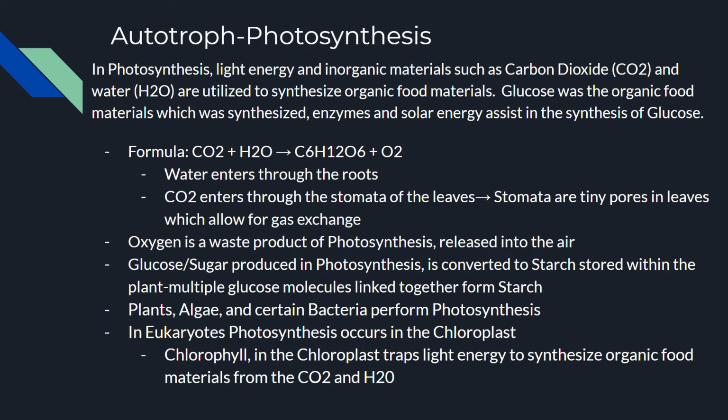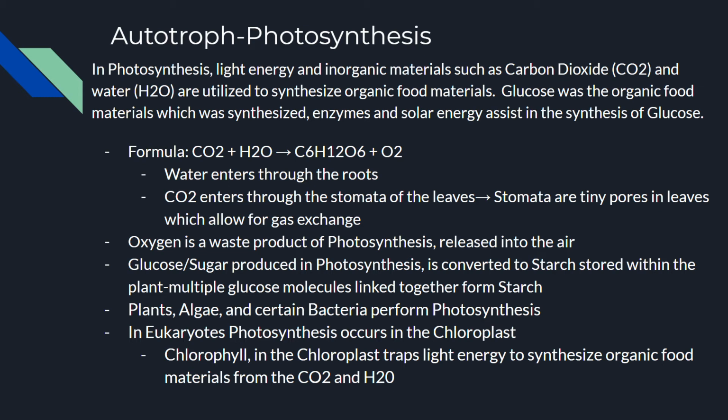Water enters through the roots. So the autotrophs which perform photosynthesis get their water from the environment through their roots, and then CO2 enters through the stomata of the leaves. Stomata are tiny pores in the leaves which allow for gas exchange. An example of an autotroph can be a plant. CO2 enters from the stomata in their leaves, allowing the CO2 to enter because of the gas exchange, and then water goes through the roots. Oxygen, as we said before, is a waste product of photosynthesis, and it's released into the air.